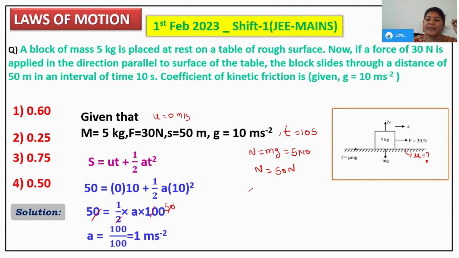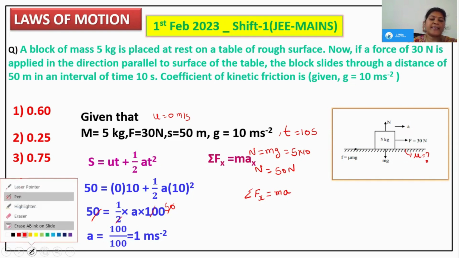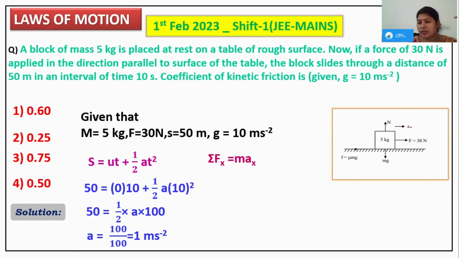Now, along the horizontal direction, it has a certain acceleration a. That means sigma F along the x direction, again applying Newton's second law, is equal to m a, the mass of the object into acceleration. That is sigma Fx equal to m ax. What is ax? ax is the acceleration along the horizontal direction. Already I derived that value: ax equal to 1 meter per second square.